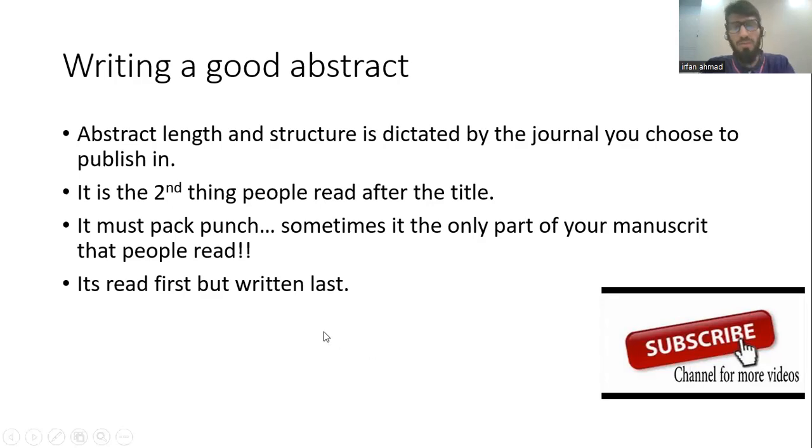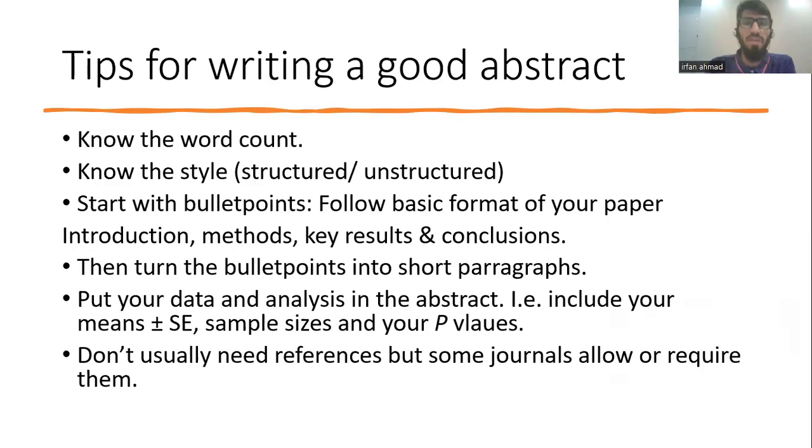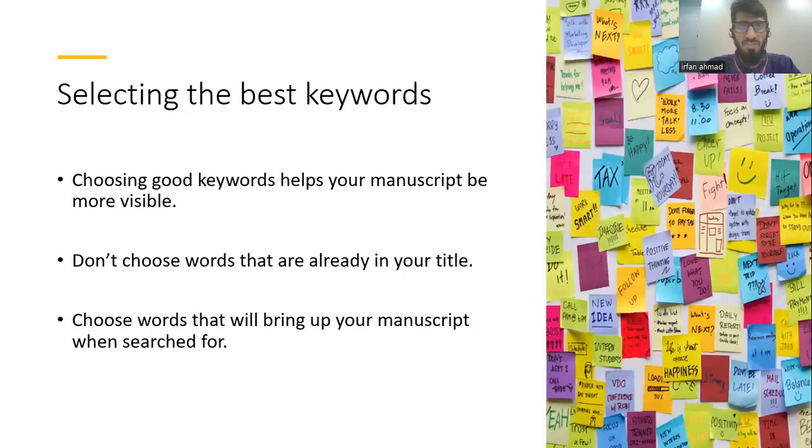It is read first but written last. Because the abstract is the best summary of the article, it is written last but is present at the top of the study. Tips for writing a good abstract: know the word count, as I told before. Know the style, start with bullets. These are the basic tips you have to keep in mind when you're writing a good abstract.